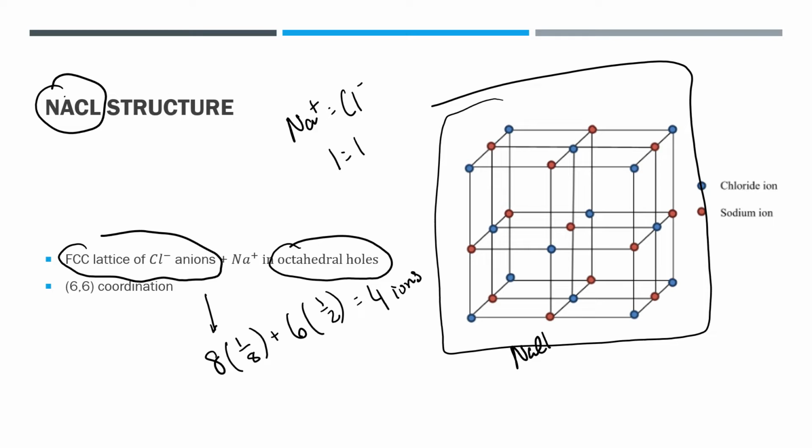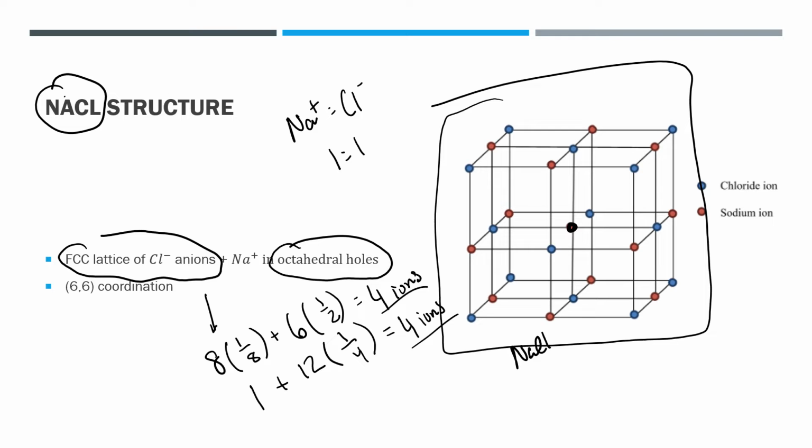Let's make sure. Octahedral holes: there's one in the center, which isn't shared by any unit cell, so we just have one. But then we have the 12 on the edges, and remember, edges are shared by 4 unit cells. So we have 12 times 1/4, and that gives us 4 ions if we sum that together. Everything is good. This agrees with our normal intuition: we have 4 sodium ions for every 4 chloride ions, which makes sense.